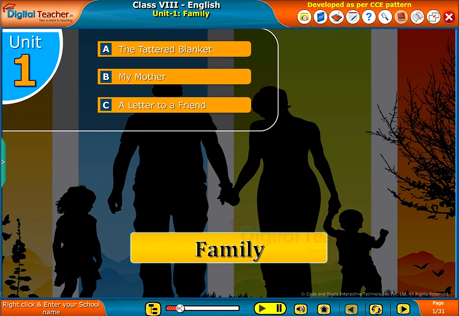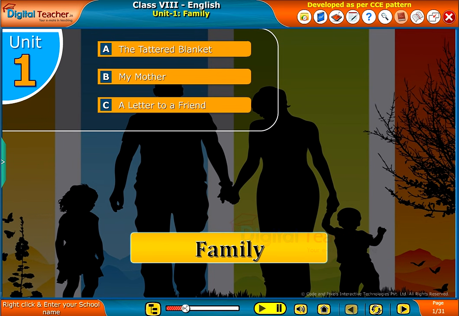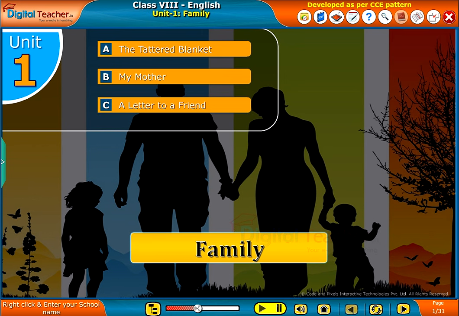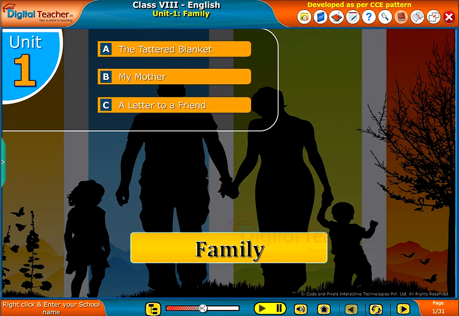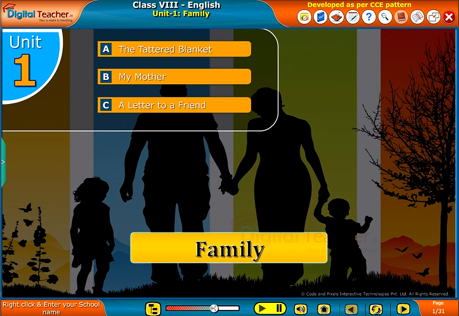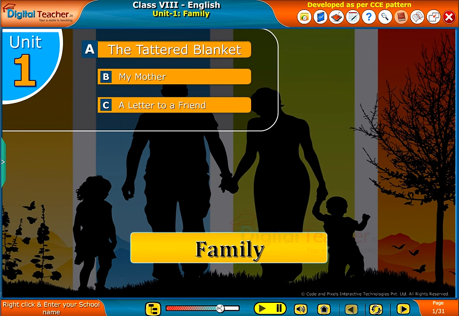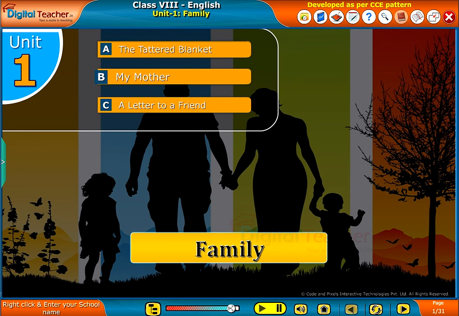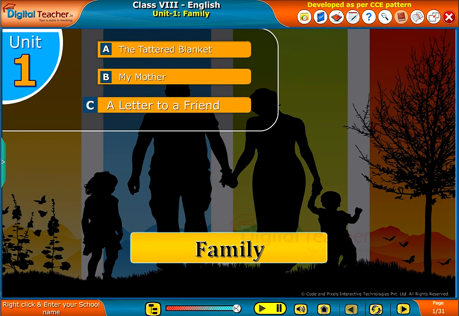This unit helps to understand the importance of family and how worthy every second spent with family is. This unit is classified into three reading sections. They are A. The Tattered Blanket, B. My Mother, C. A Letter to a Friend.